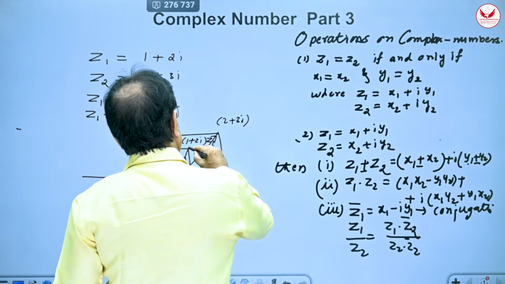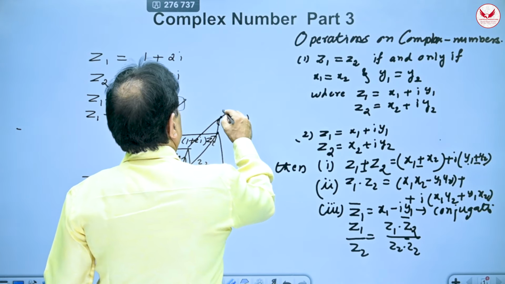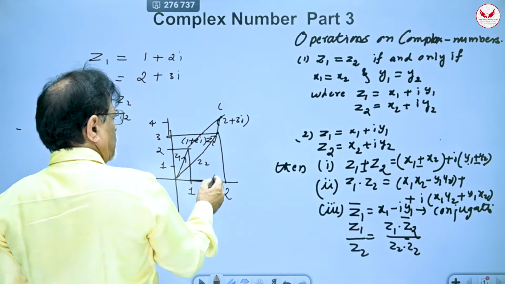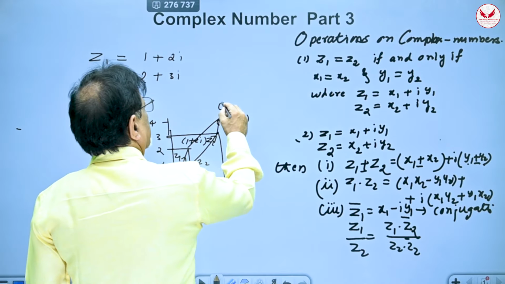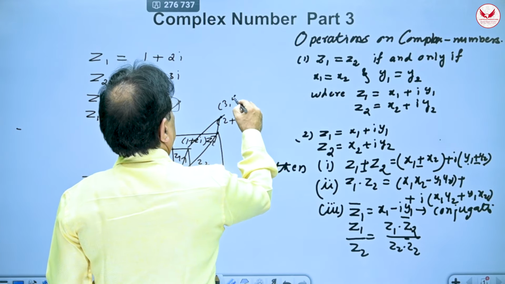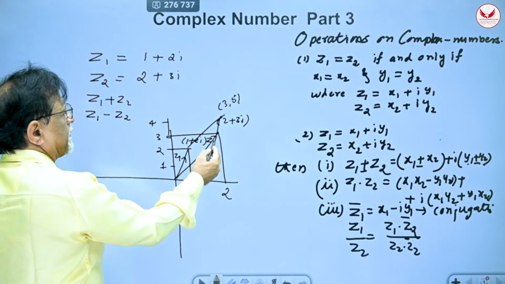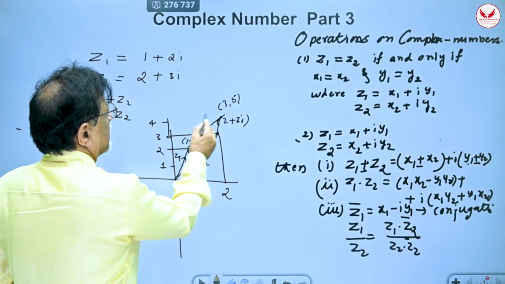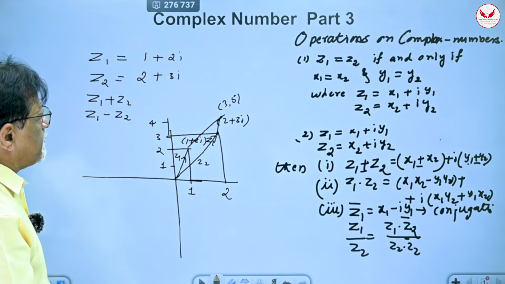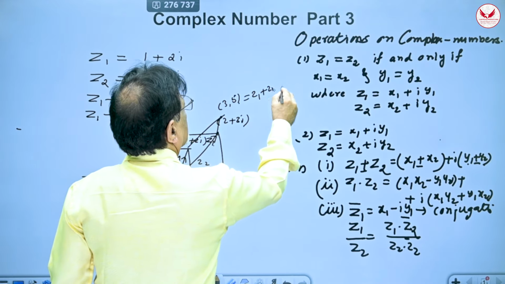So I will have to draw another line parallel to this and another line parallel to this, so that this point will become 2 plus 1, this will be 3, and 3 plus 2, this will be 5. So 3 comma 5. Correct? So everywhere it will be increasing by 1 unit, and here also it will be 1 unit. So this number will be called z1 plus z2.